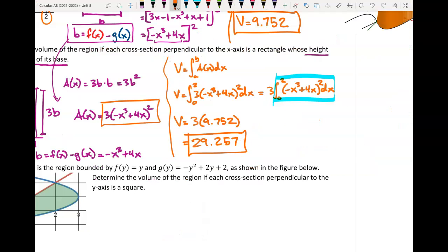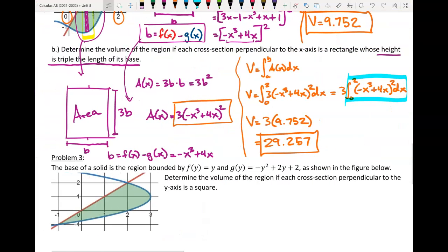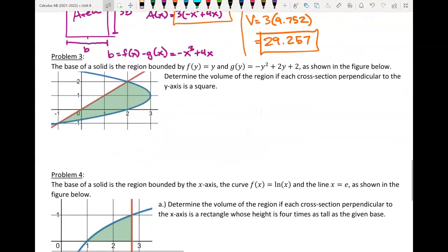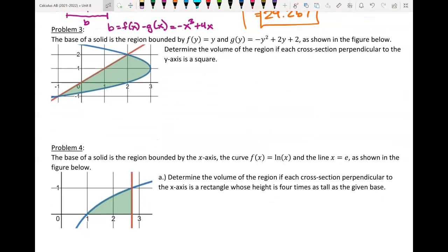All right, so that is B. So let's go ahead and look at problem 3 then. Problem 3, we have the base of a solid as the region bound by the function f of y equals y, and g of y is negative y squared plus 2y plus 2, as shown in the figure.